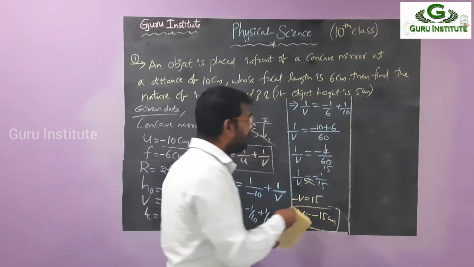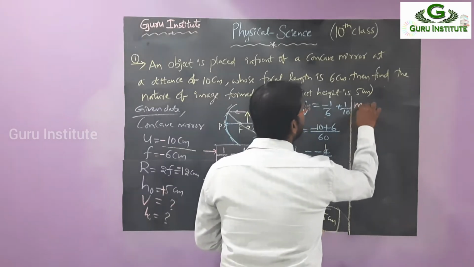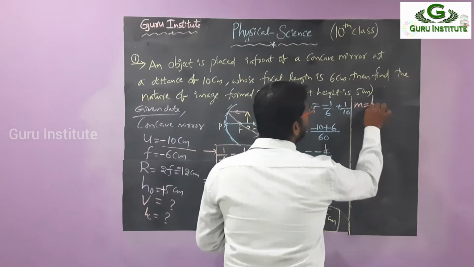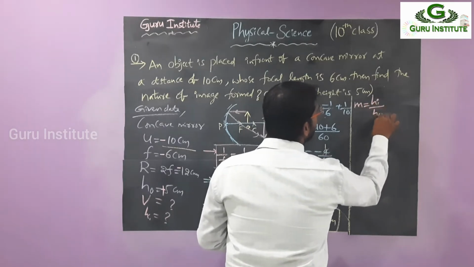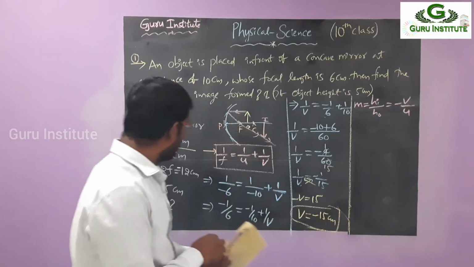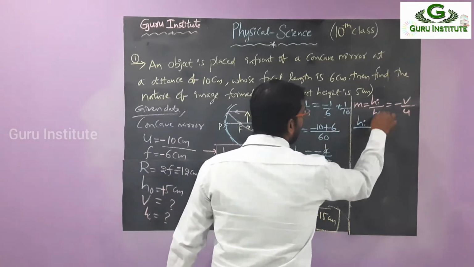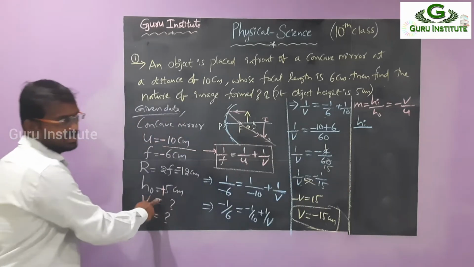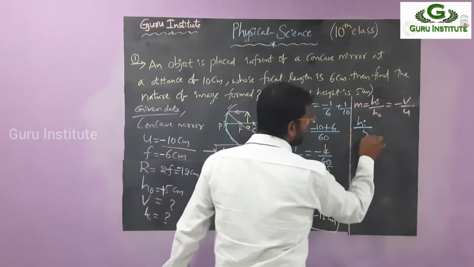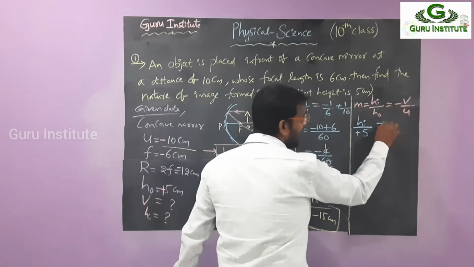We have to see the magnification in order to find the image height. So the magnification formula is what? Hi by h naught is equal to minus v by u. Okay, right? So just simply substitute the values. Hi, we don't know that. You can take hi only. So h naught, what is the h naught here? Plus 5. You can take the plus 5 here. That is equal to, minus is in the formula, so you can write as it is, minus.